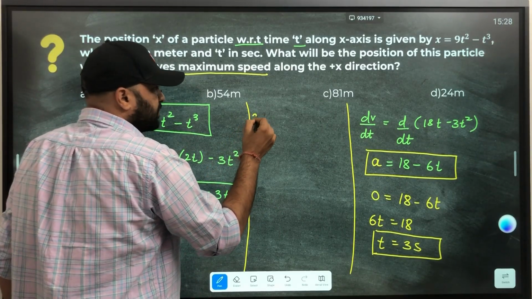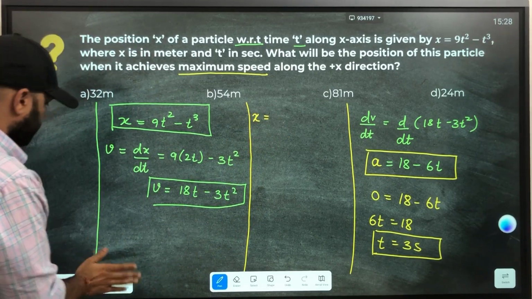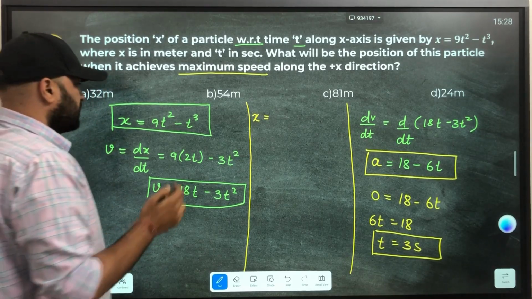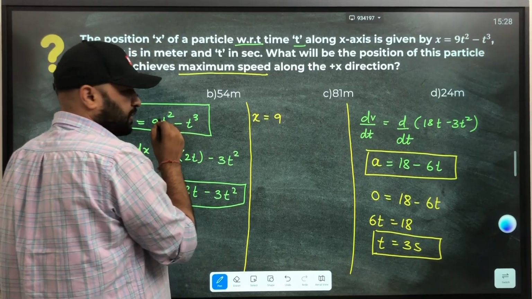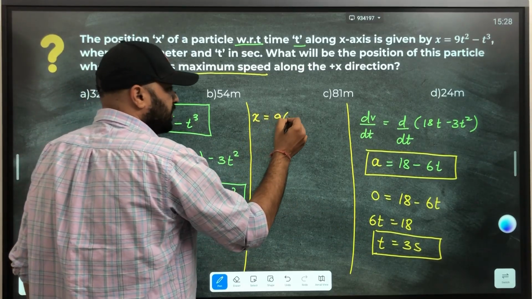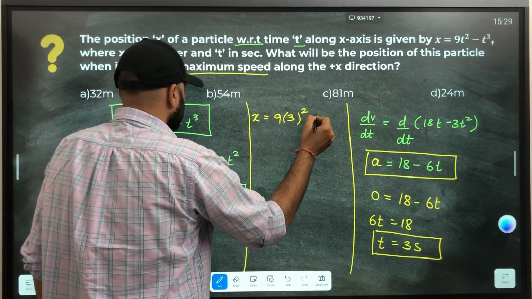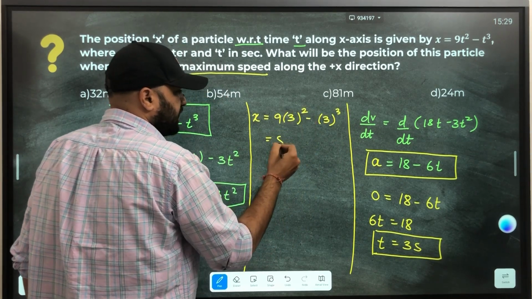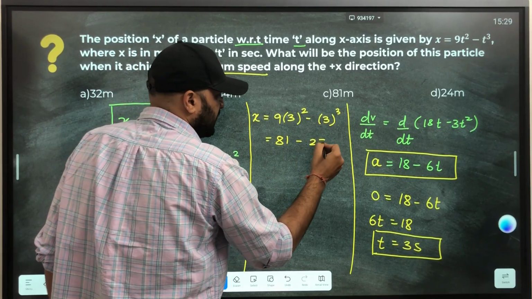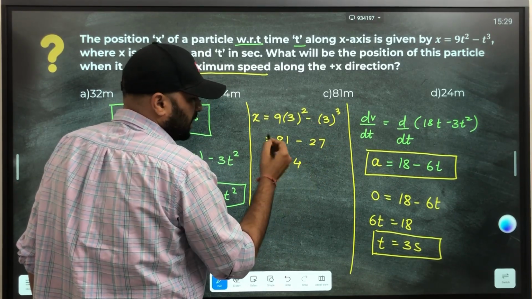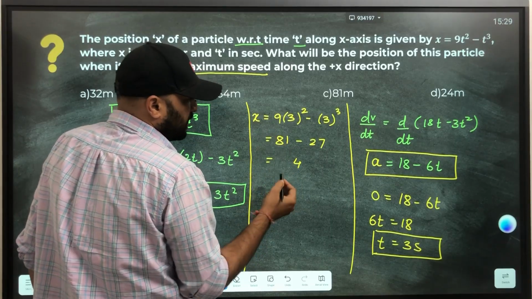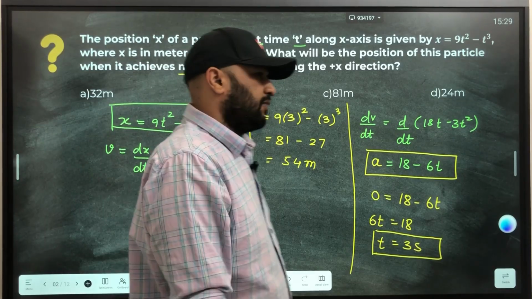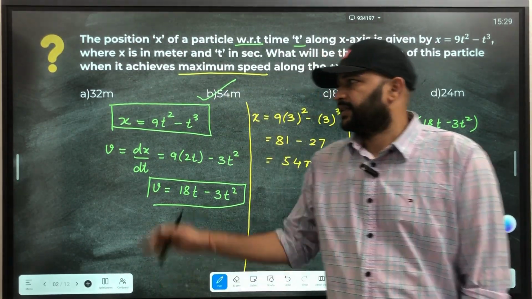Okay, so x must be equal to how much? Let me remove this part so that you don't get confused. x is equal to 9t square minus t cube. Now substituting the value of t as 3. Why, sir, are you substituting the value as 3? Because we are looking for the maxima. So this will be 9 times 9, which is 81, minus 27, and we are left with 54 meters. So x is equal to 54 meters, option B. That will be our correct answer. I hope this is clear.